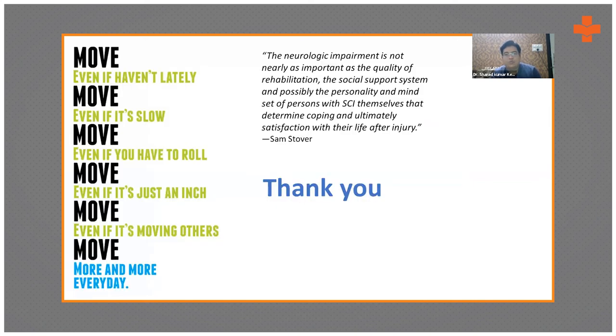Now, let me end with a quote by Sam Stover. The neurological impairment is not nearly as important as the quality of rehabilitation, the social support system, and possibly the personality and mindset of persons with spinal cord injury themselves that determine coping and ultimate satisfaction with their life after injury. Thank you.